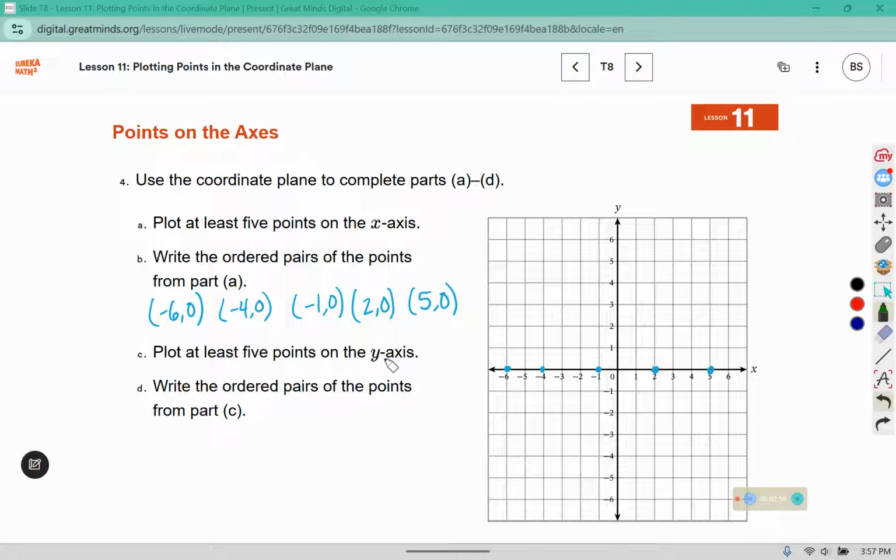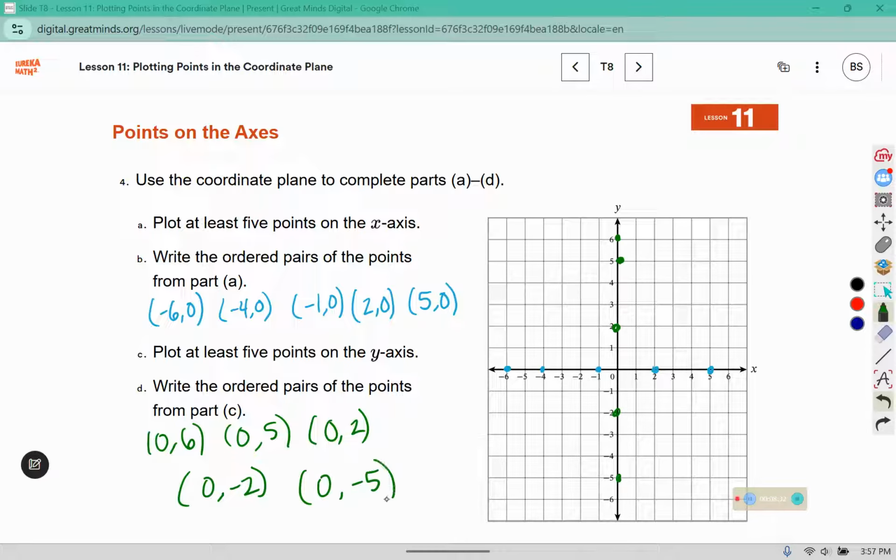Now we need points on the y-axis. This one is 0, 6. I go 0 to the left or right, so 0 is the first number. And then the next one is at 5. 0 left or right and up 2. 0 down 2. And 0 down 5.